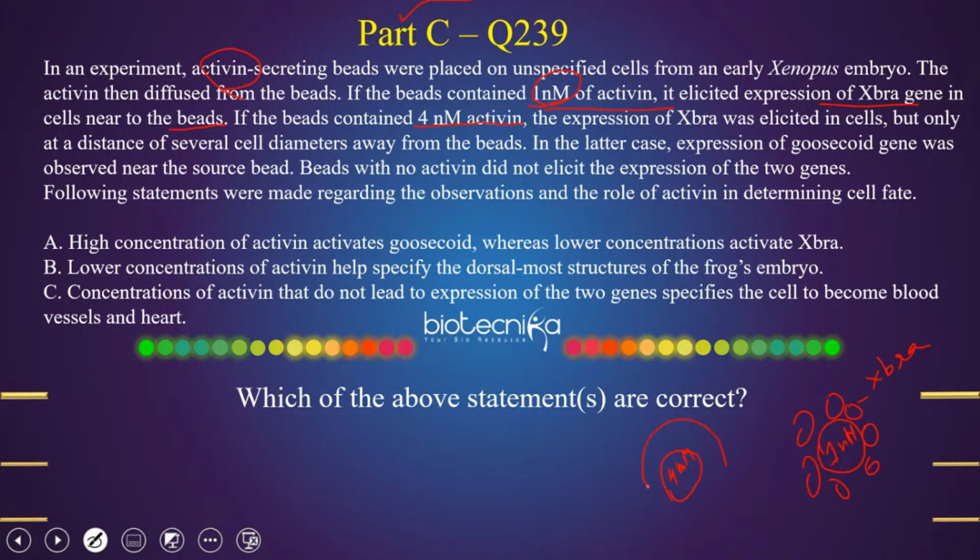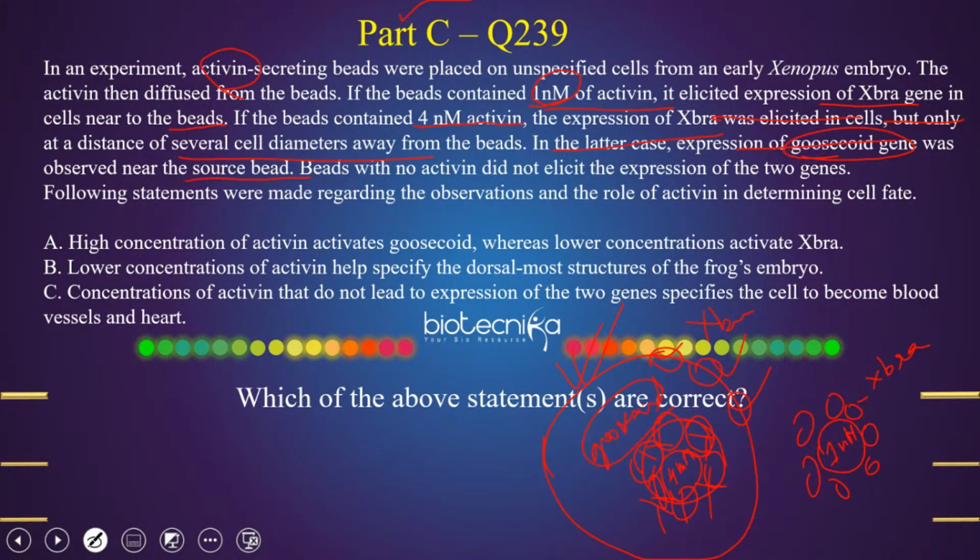So the expression of XBRA was elicited in cells, but only at a distance. Means the nearby cells, there is no XBRA, but in cells a little farther away, there is XBRA expression. In the latter case, the expression of the goosecoid gene was observed near the source bead. That means in these cells where XBRA was not expressed, there we saw goosecoid.